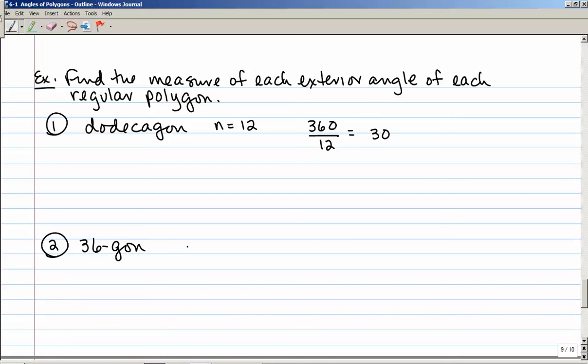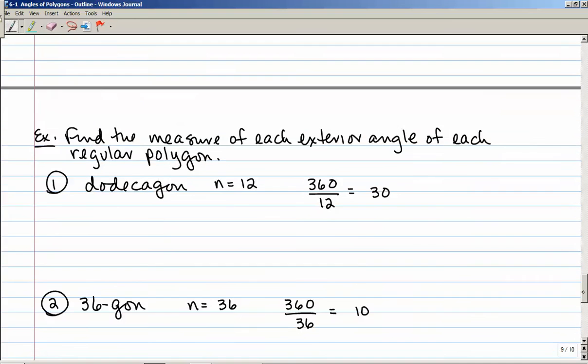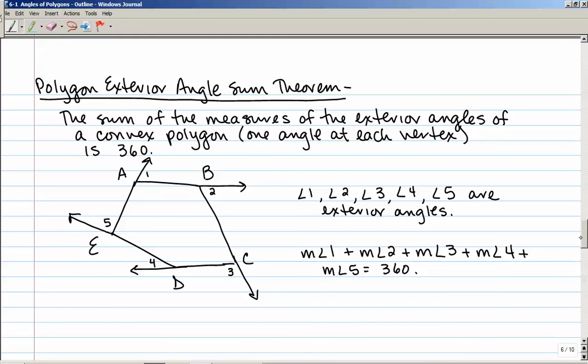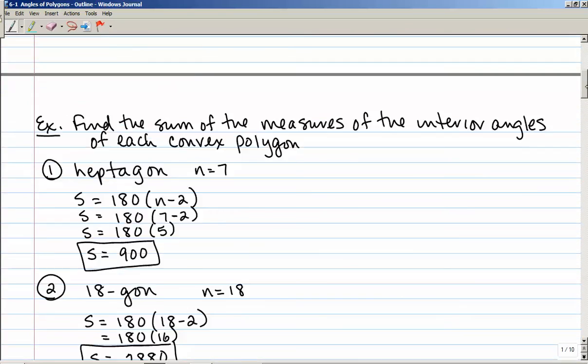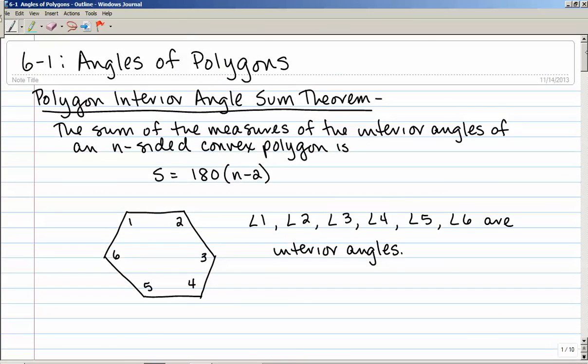Example number 2, in a 36-gon, n is equal to 36. That's the number of sides, and divide 360 by that because there is going to be one exterior angle at each vertex, and there are 36 vertices. So that tells me that one exterior angle is equal to 10. So a couple formulas you need to memorize. This one's really straightforward, that the sum of the exterior angles of a polygon is 360. And then you do need to memorize this formula here at the very beginning, that the sum of the interior angles is 180 times n minus 2.